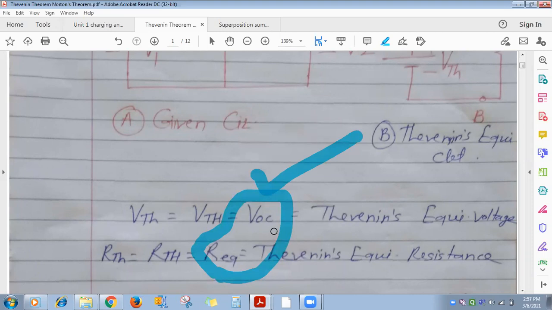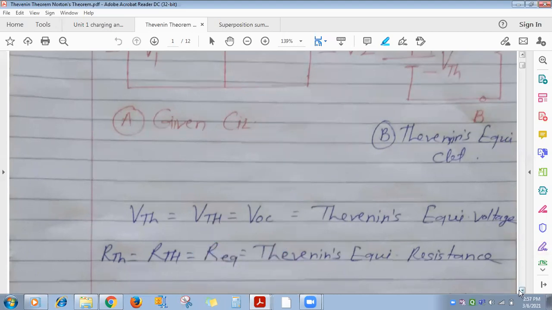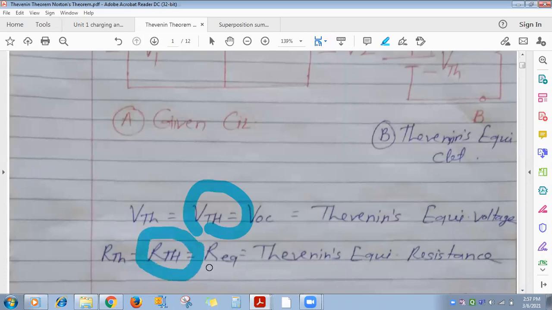VOC is Thevenin's equivalent voltage because it's an open circuit voltage, OC stands for open circuit. And R equivalent is Thevenin's equivalent resistance, the equivalent resistance across the two open terminals. Any of the symbols you can use for Thevenin's equivalent voltage and resistance. Now according to this theorem, how do you find VTH and RTH so that RL and IL in both the circuits will be equal? That we are going to see.